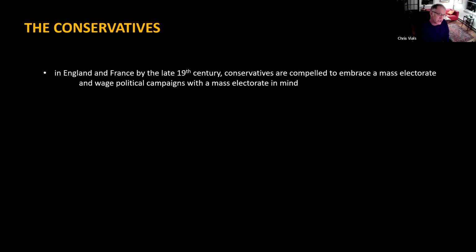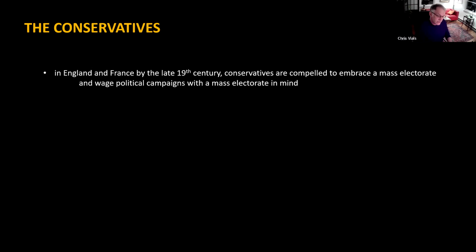Okay. Now, conservatives in England and France by the late 19th century are compelled to embrace a mass electorate and wage political campaigns with a mass electorate in mind, right? This is a long and kind of grudging consent to liberal modernity and capitalist modernity. They finally give way to, like, okay, electorates are here to stay, suffrage is here to stay. But when they do come around to it in England in particular in the late 19th century, they do very well at the political game. They learn that with a mass electorate, they can actually win elections, right?